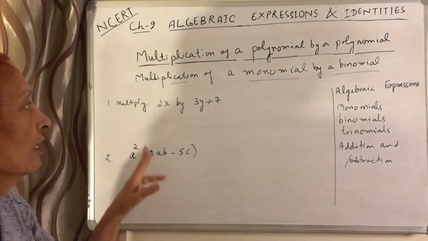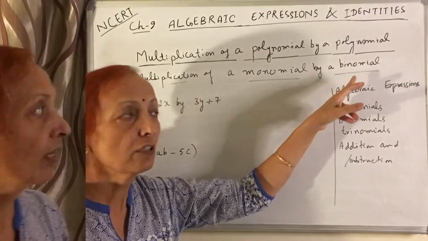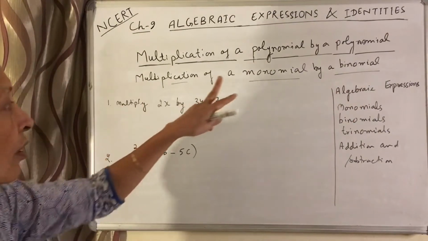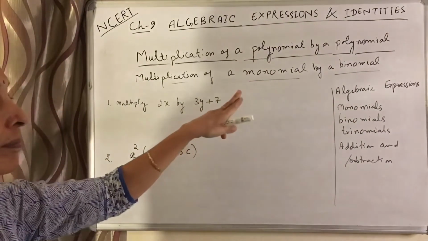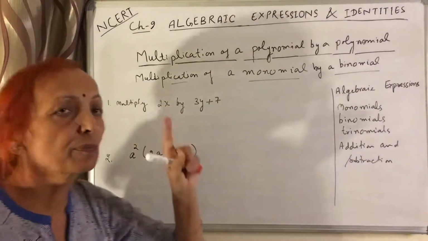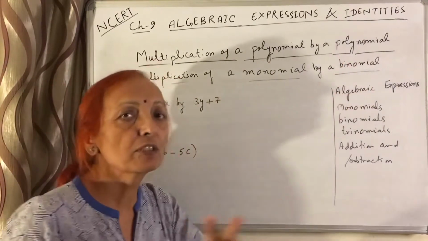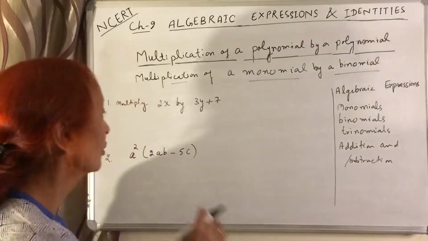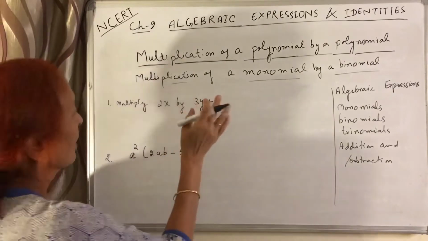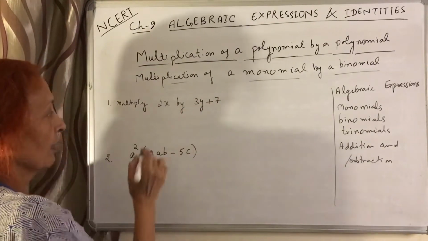Today we learn about multiplication of a monomial by a binomial. Monomial, as the name suggests, mono means one, an expression containing one term. Binomial means an expression containing two terms. So let us take one example. Multiply 2x by 3y plus 7.